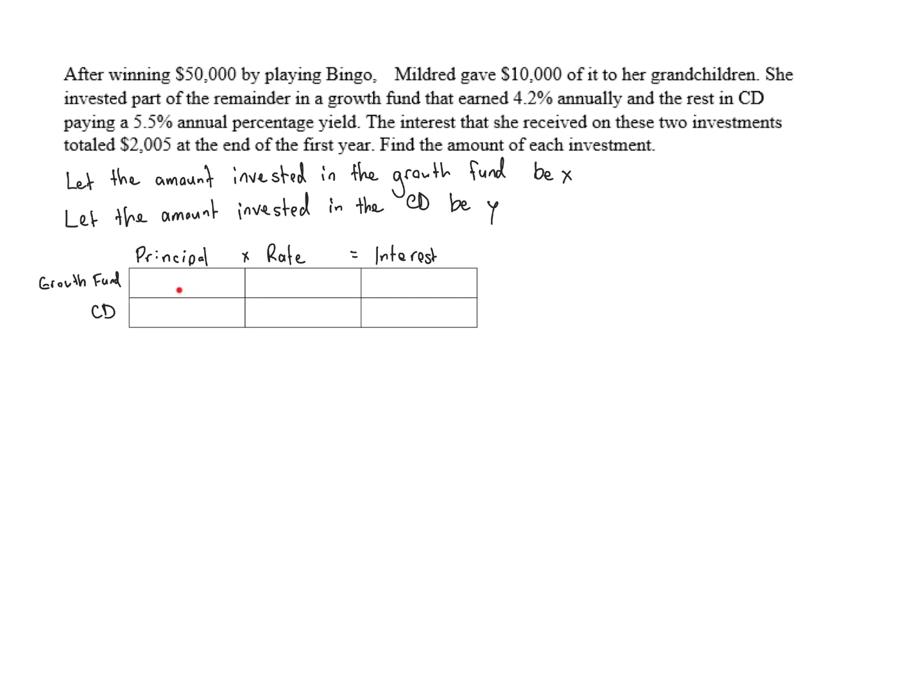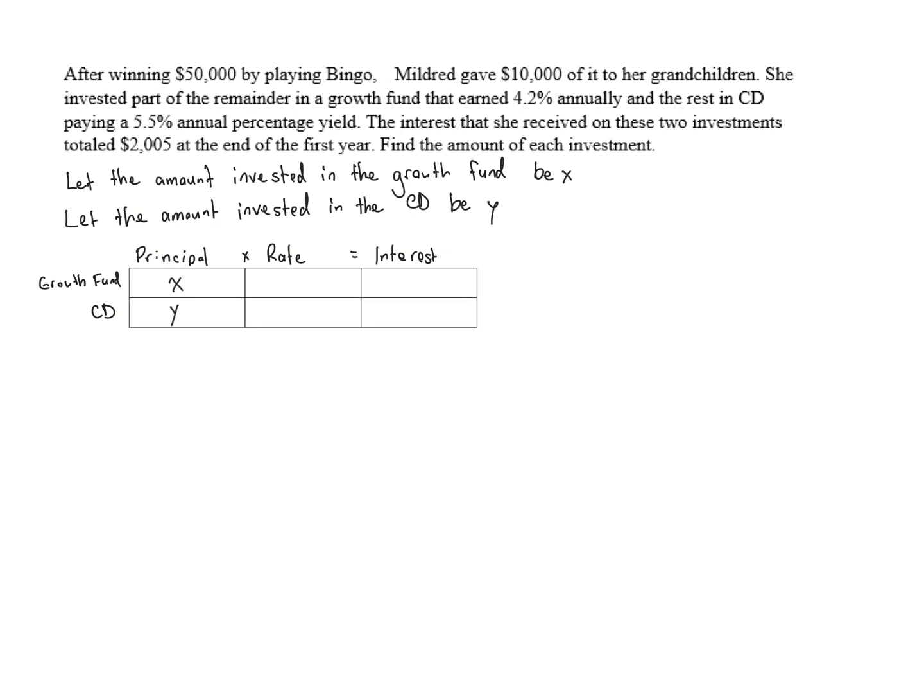We're going to start here. What is the principal amount that was invested in the growth fund? We aren't given a dollar amount for how much was invested in the growth fund. That was actually one of the unknowns, and so we made a let statement. We decided to let the amount invested in the growth fund be X, and so that means the principal for the growth fund is X. Similarly, the principal for the CD is Y.